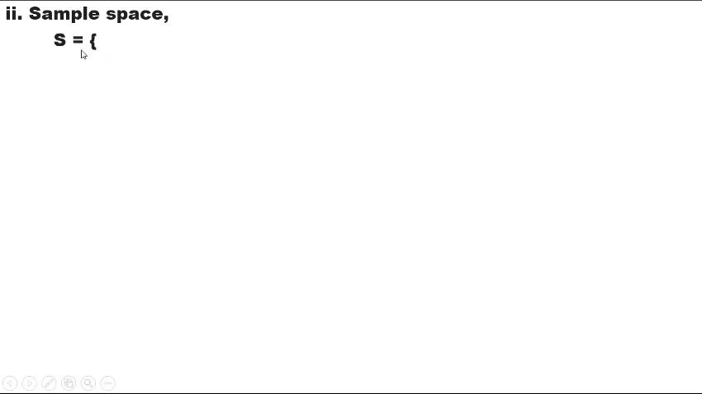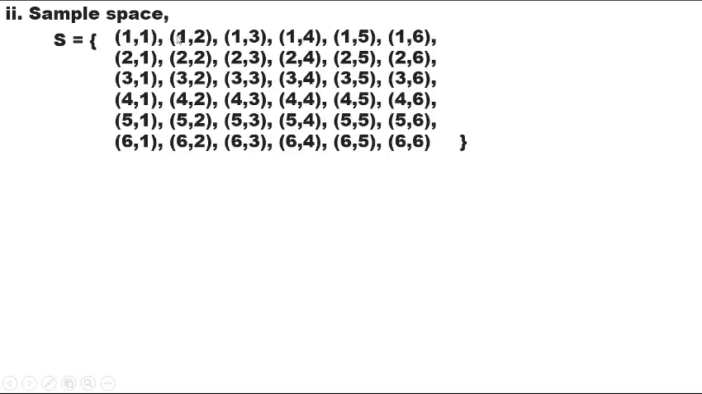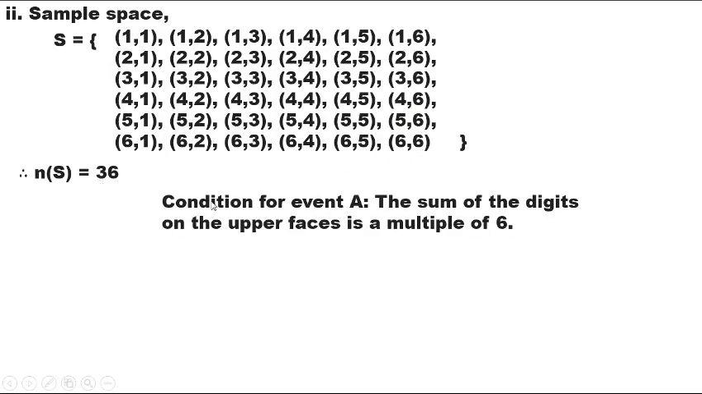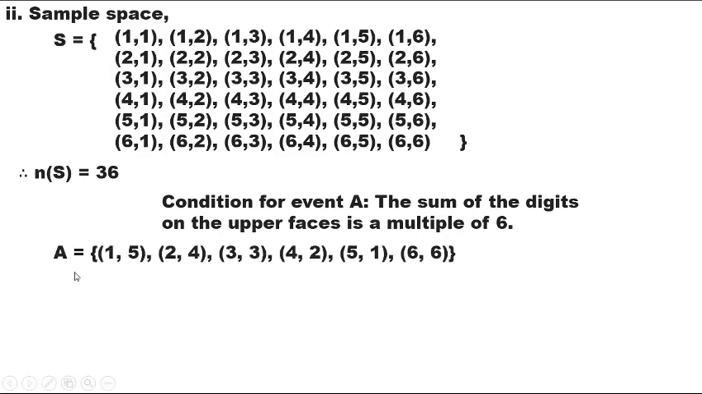Sample space S is equal to (1,1), (1,2) till (6,6). Number of sample points is equal to 36. Conditions for event A: the sum of the digits on the upper faces is a multiple of 6. A is equal to (1,5), (2,4), (3,3), (4,2), (5,1) and (6,6). Number of sample points of A is equal to 6.